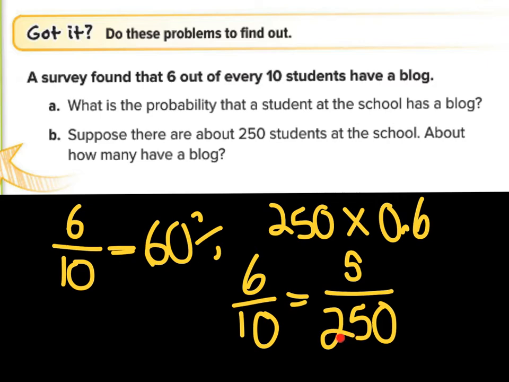So 25 times 10 is 250. So I multiply the 10 times 25, and I do the same thing to the 6. When I multiply 6 times 25, I'm going to get 150. So you can say about 150 students would have a blog in a school of 250 students.